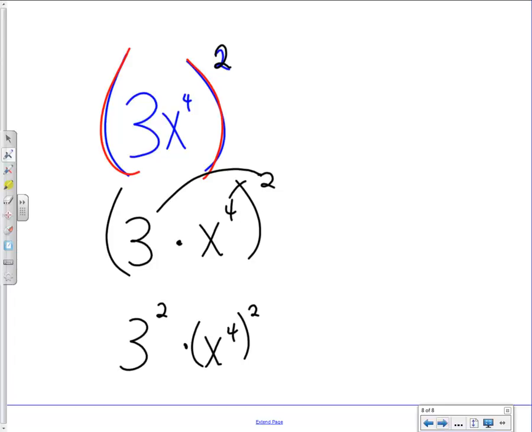So when we solve this, we have 3 squared, which is 9, and a power raised to a power, so I multiply. So I have x 4 times 2, which is x to the 8th as my final answer.